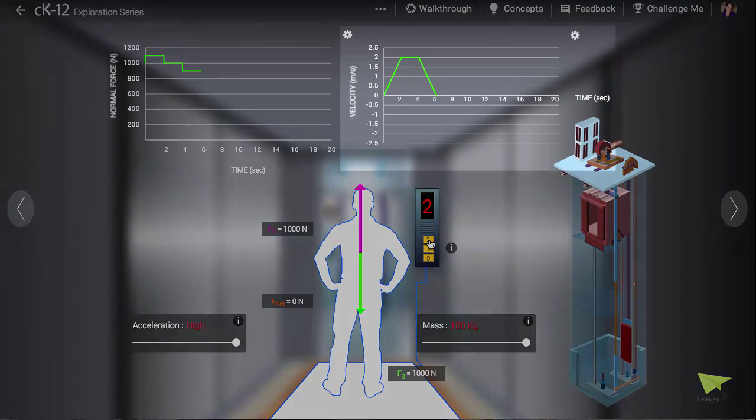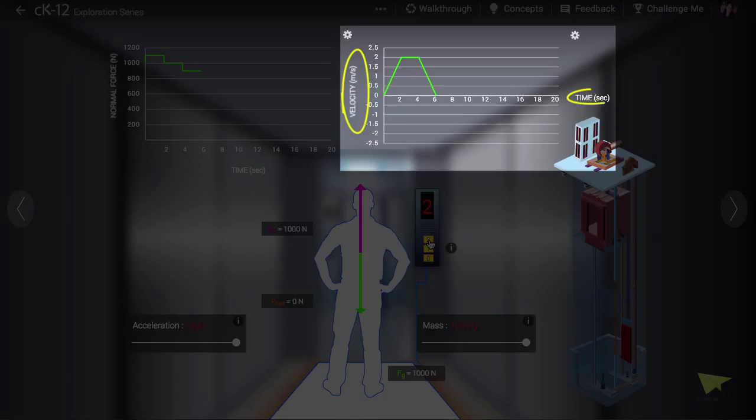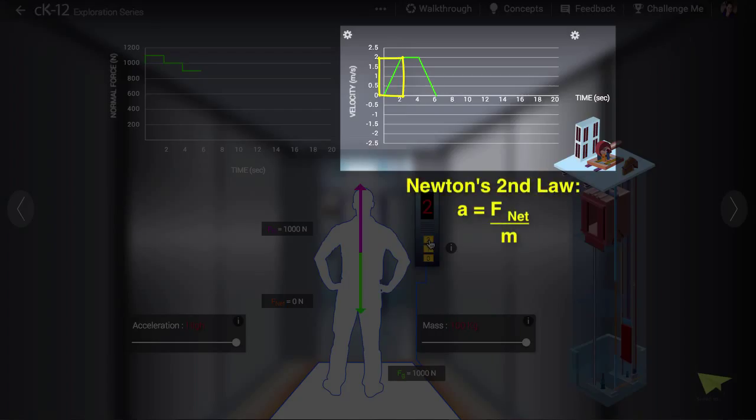The graph at right shows your velocity as a function of time. When accelerating upward, the graph has an upward slope. The value of this slope is the magnitude of the acceleration. In this case, this would equal the magnitude of the net force acting on the rider divided by the mass of the rider. This is known as Newton's second law.